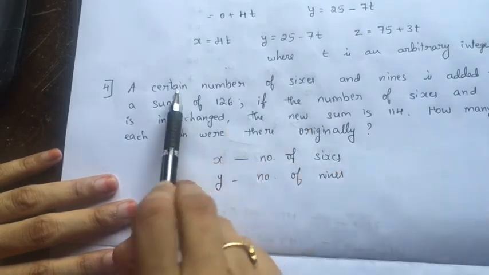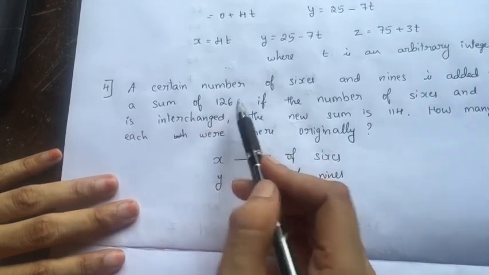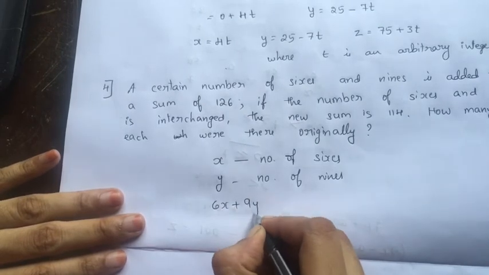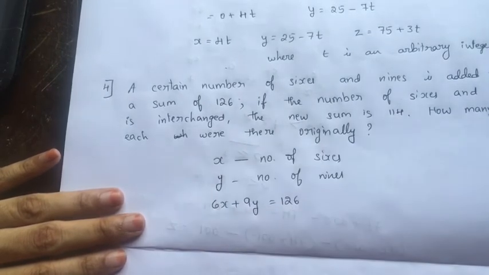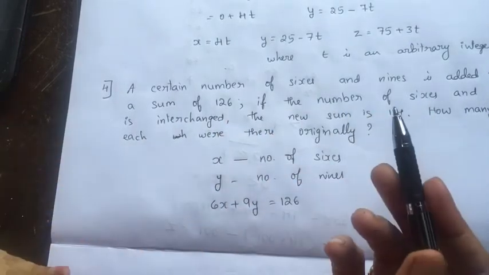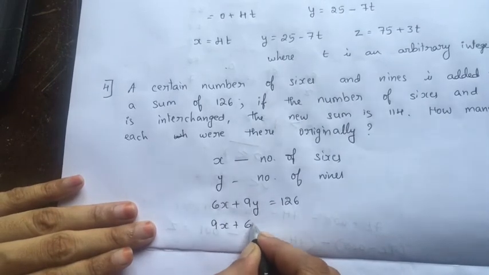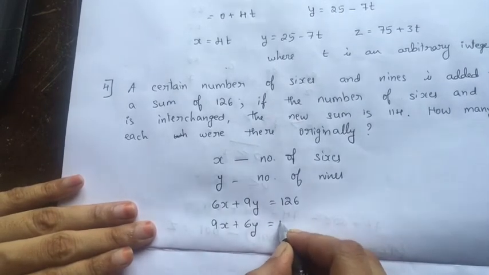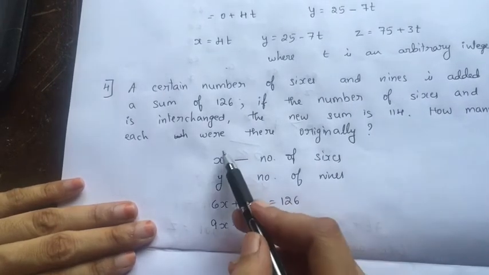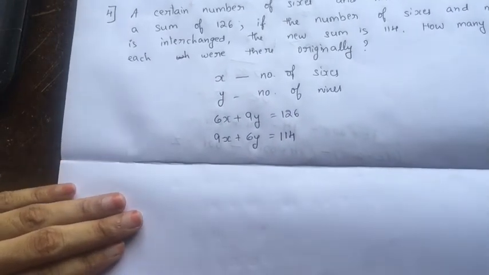First equation: a certain number of 6s and 9s added to give sum 126. So 6x plus 9y gives me 126. And if the number of 6s and 9s are interchanged, in the sense 9x plus 6y, then the sum comes out to be 114. What was the original number of 6s and 9s?